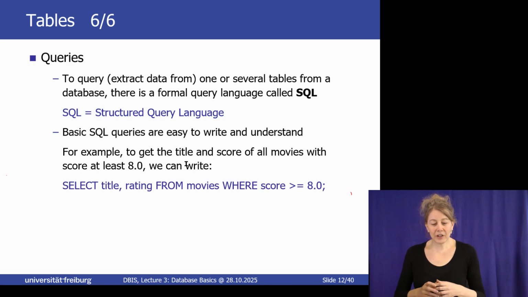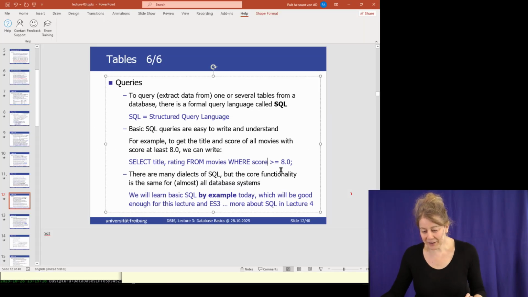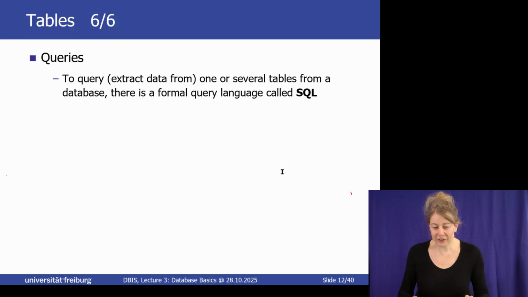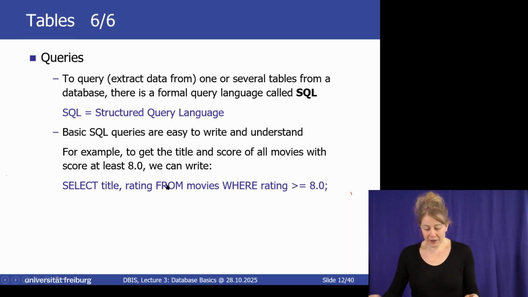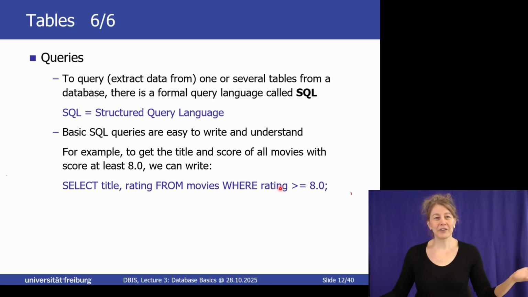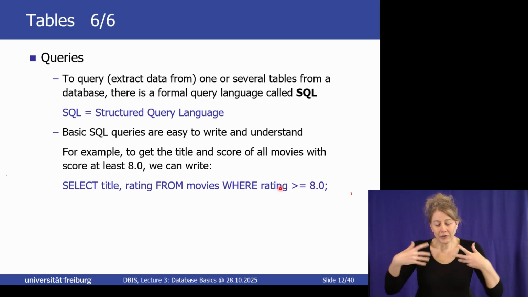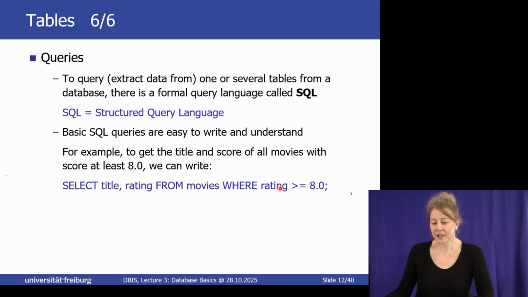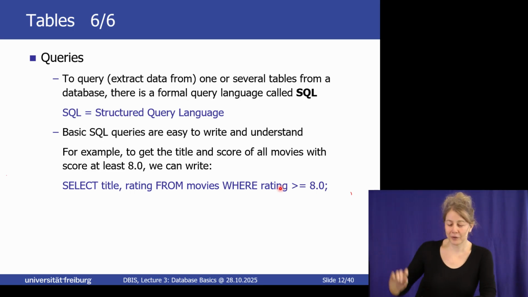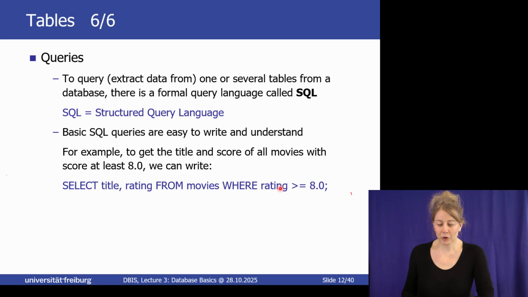So here, I want movies, the title, and their rating, where the score should be rating here as well. And you can see it while I'm adding the slide, where the score is at least 8.0. Even if you have never seen SQL before, you can read this like a sentence. That's the point of SQL. It's relatively verbose. You can read it like a sentence. Of course, more complex queries can become more complex.